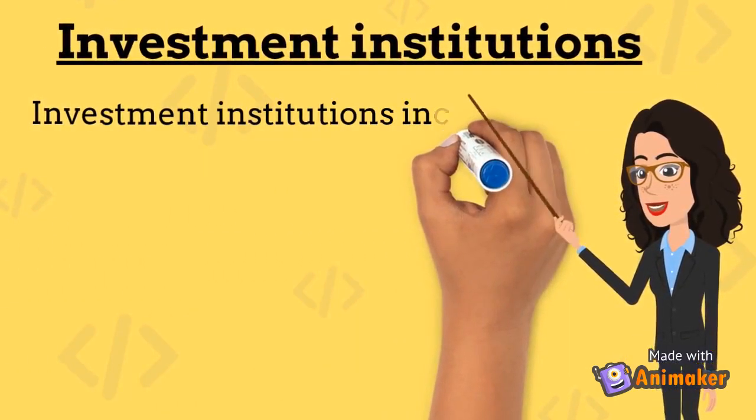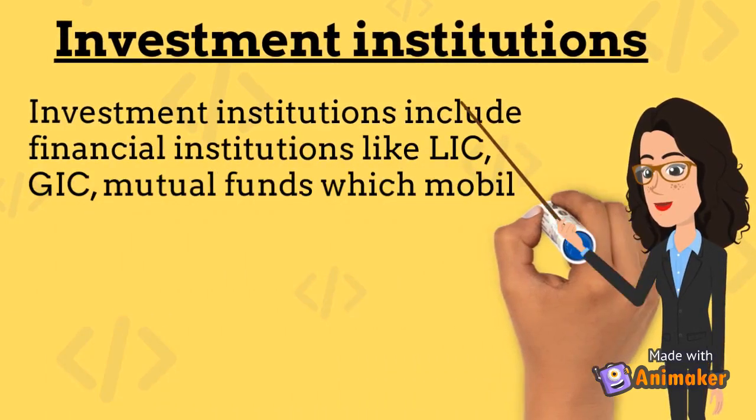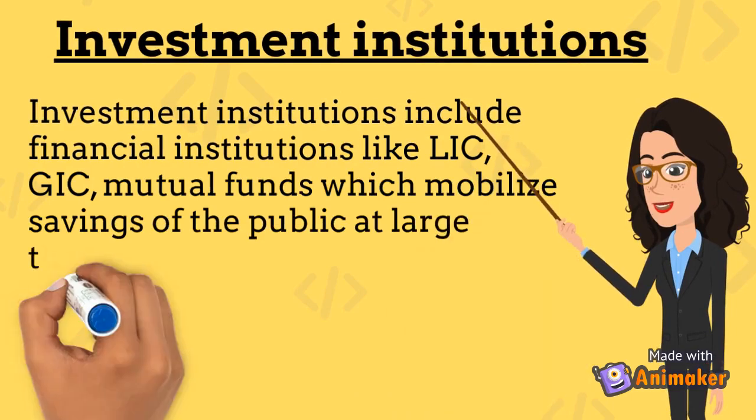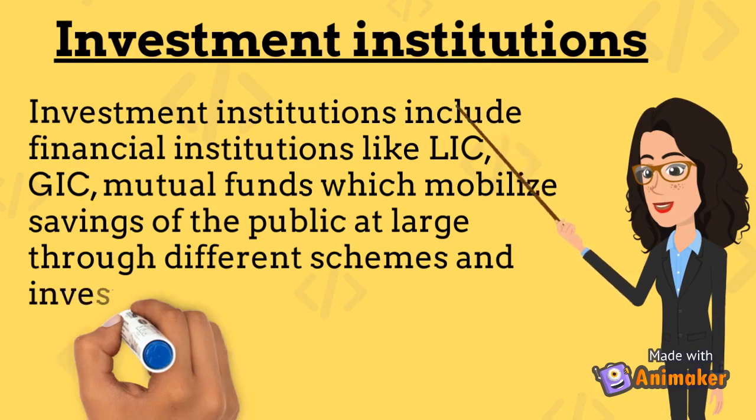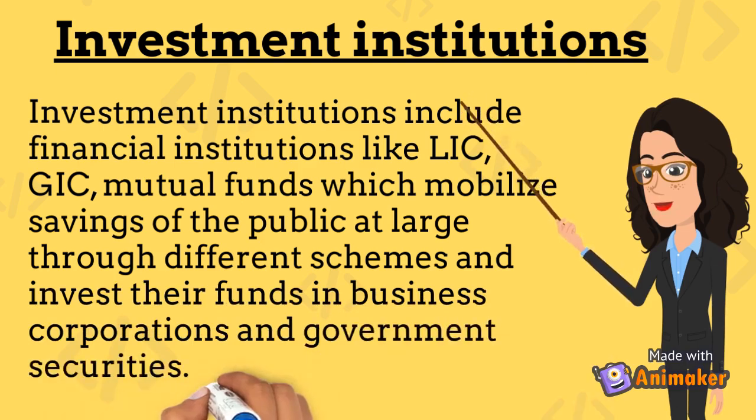Now next is the investment institutions. Investment institutions include financial institutions like LIC, GIC, and mutual funds, which mobilize the savings of the public on a larger scale through different schemes, and they invest their funds in business through the corporate sector and government securities.